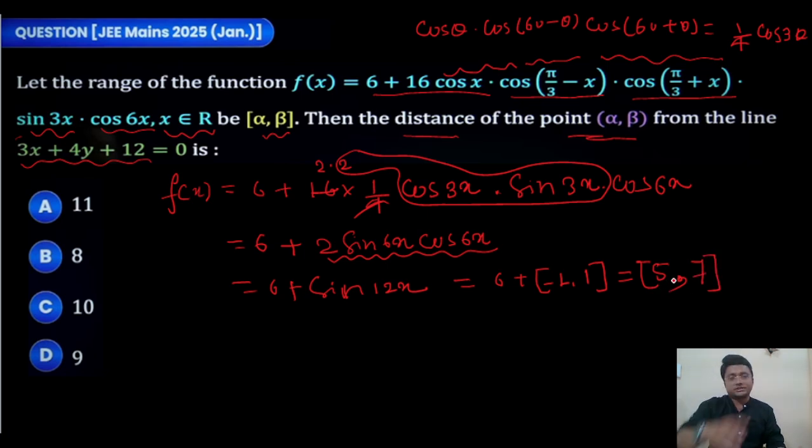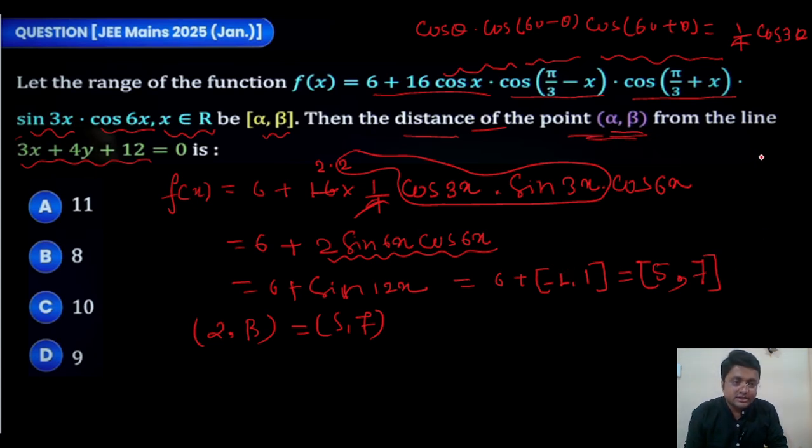This is the range of the function, and we have also got the point (α, β). So what is the point? That point is (5, 7). What we have to find is the distance of the point (α, β) from the line. Let's imagine this is the point and this is the line, so you have to find the distance from this line.